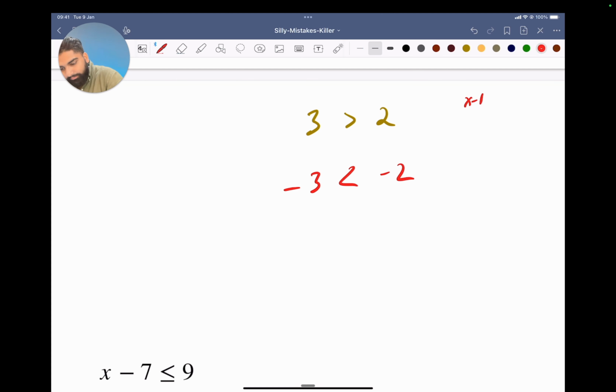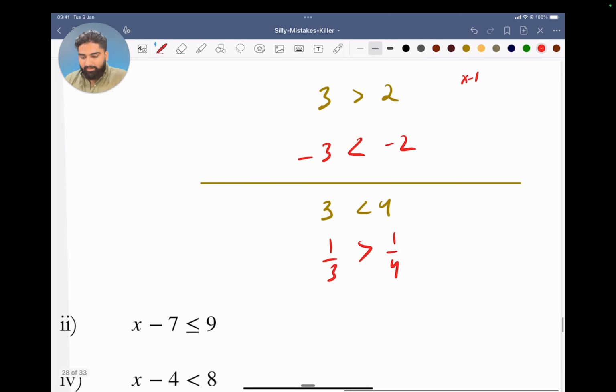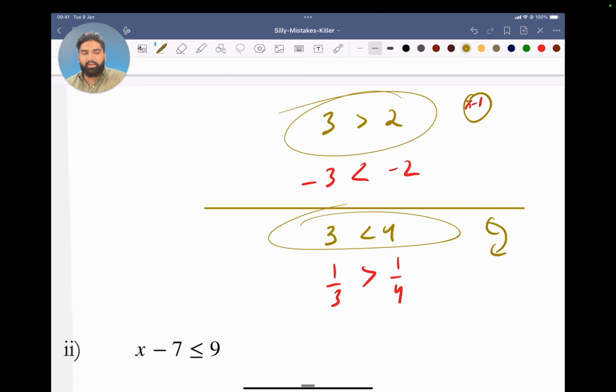And another one, this is less common, but if I say 3 is less than 4, then I reciprocate both sides. So I go 1/3, and this is 1/4. Sorry, so I flip both sides. Well, 1/3 is actually bigger than 1/4. Okay? And these are the main two rules you have to remember: if you multiply both sides by a negative number, or you reciprocate both sides, that's when the sign flips. If you remember that, you remember everything else.